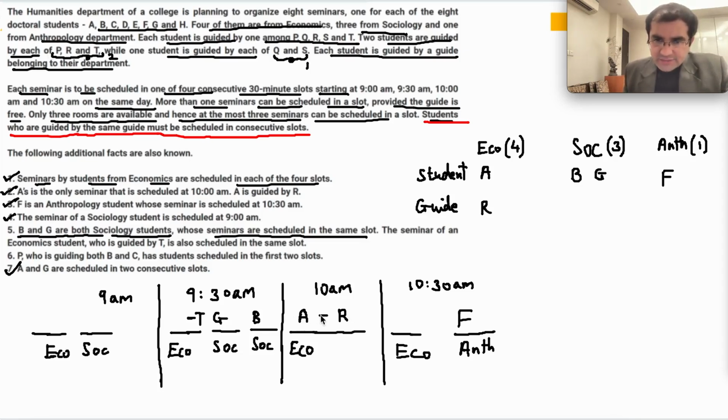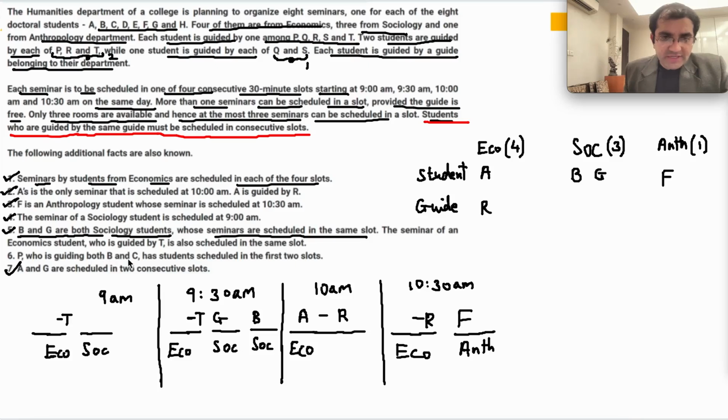So one of R's students comes here, and they have to be in consecutive slots. One Eco student of R is here, the other student has to be here, because students by the same guide are in consecutive slots. Similarly, one Eco student of T is here, and the other Eco student of T will be over here. And that is the end of the fifth point. Closing stages now.